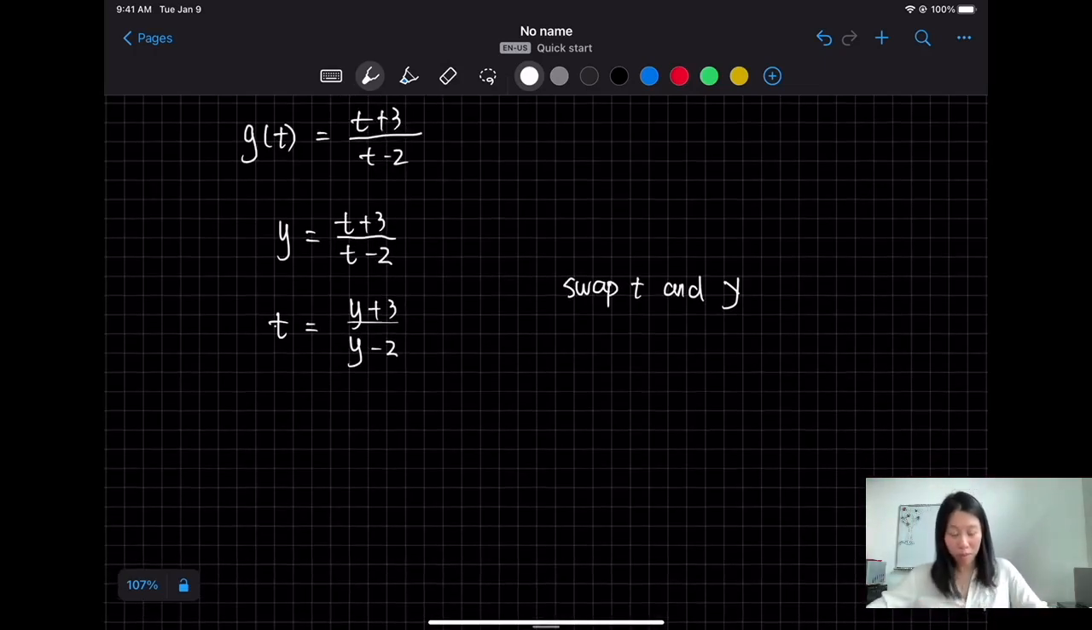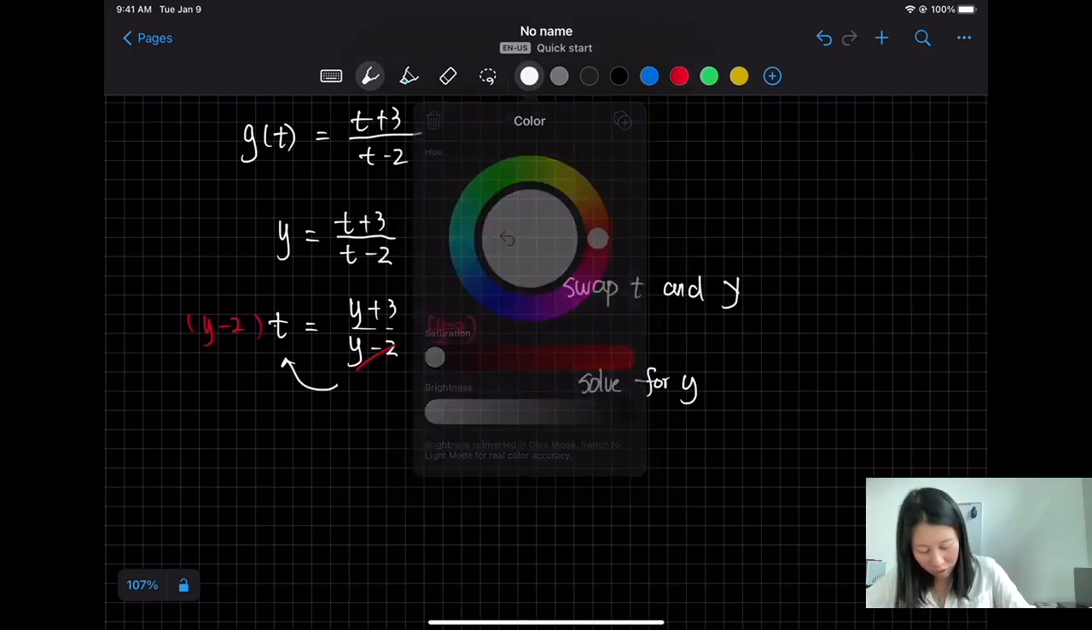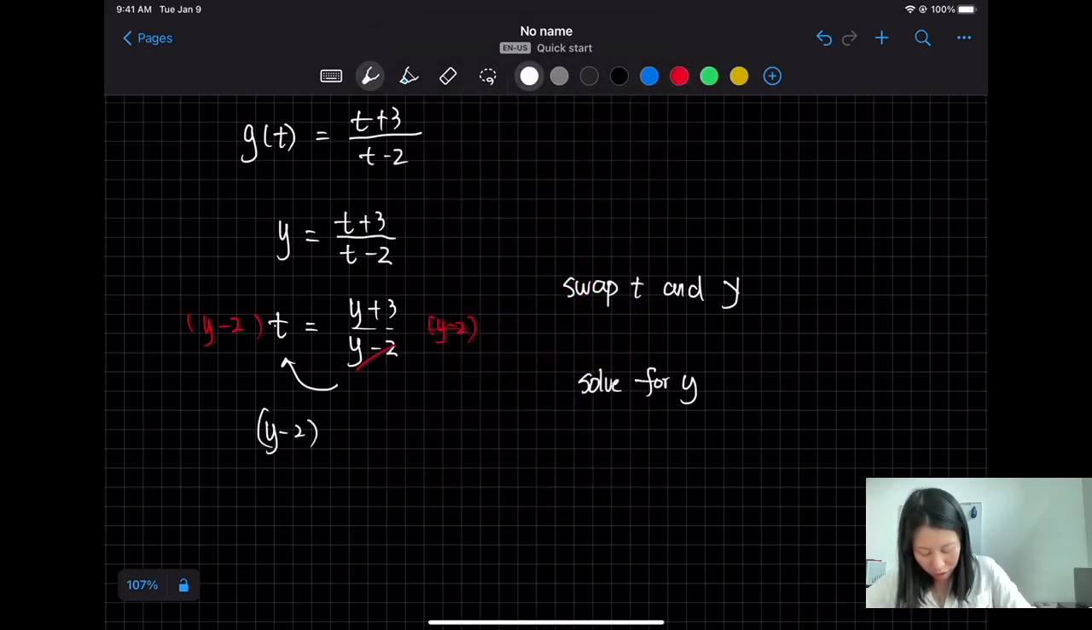Okay, after you swap them, I want to solve for y, right? So how do you do that? We want y on one side of the equation. So the first step is, I can multiply by (y minus 2) on both sides. So I get (y minus 2) times t equals y plus 3. And then I distribute the t into the parentheses. So yt minus 2t equals y plus 3.